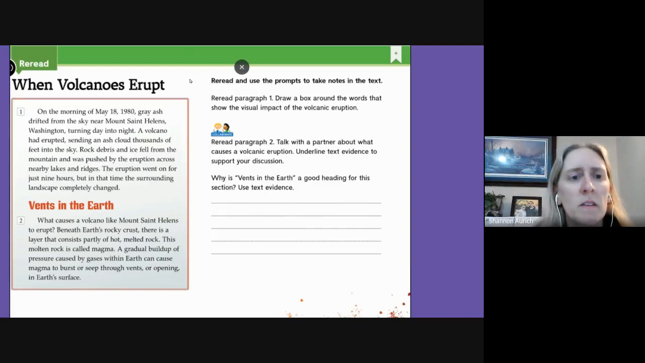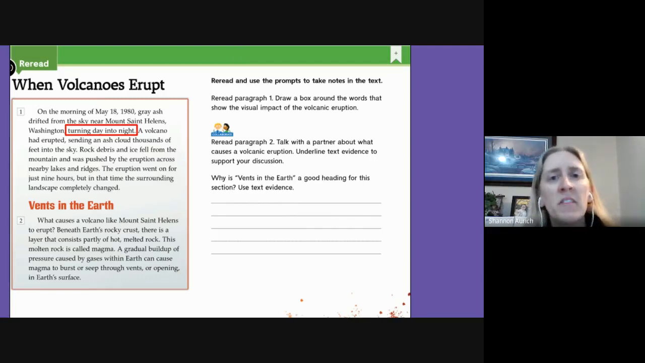How about this? Turning night into day. Is that something you could see? Yeah, it's kind of a creative way of saying that it got very dark. So put a box around that, turning night into day. Do you see anything else in the first paragraph that shows the visual impact of the volcanic eruption? Yeah, you're right. There's quite a bit more.